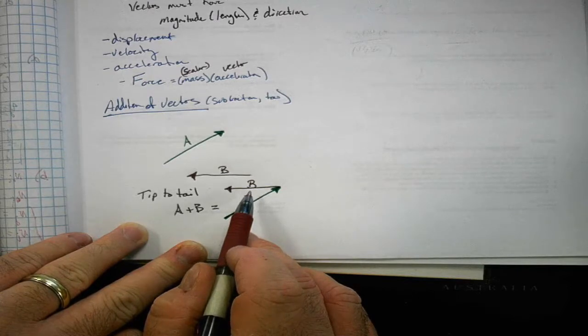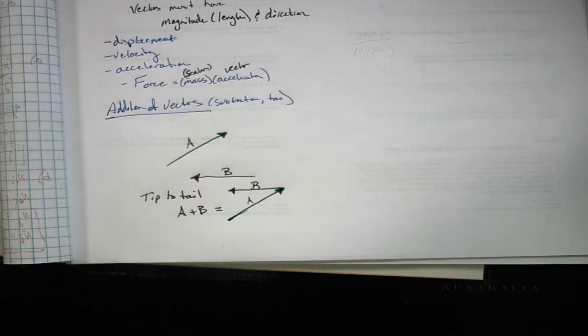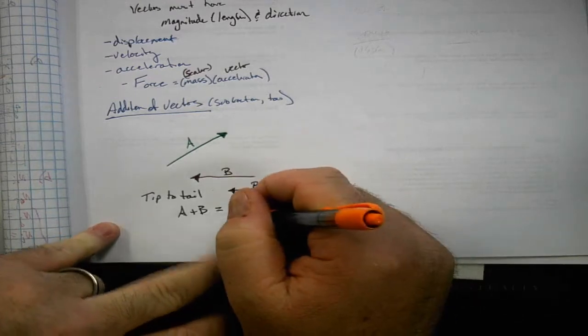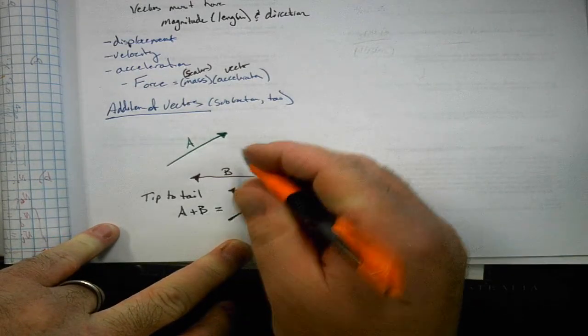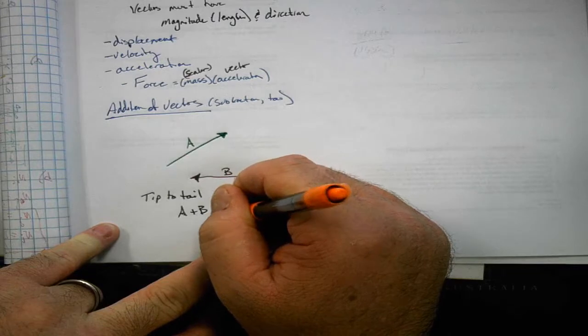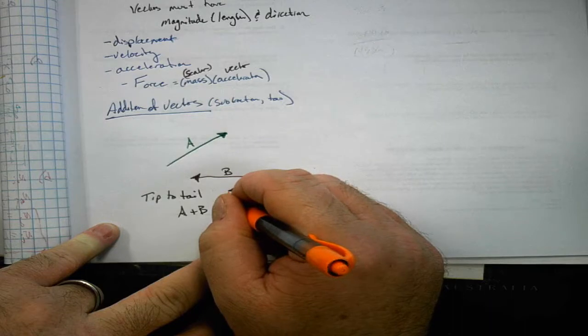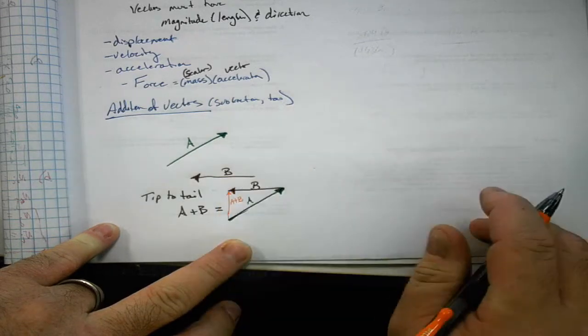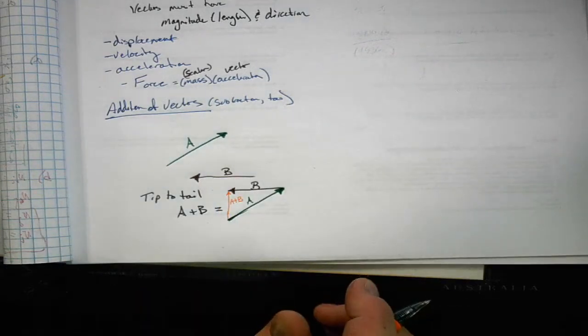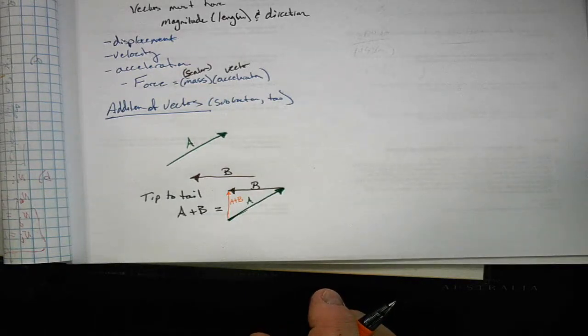You guys following me with that? So the vector A plus B goes from the tail of the first one to the tip of the last. And that would be A plus B. You guys follow me there? That makes sense? Yeah, everyone? Okay.